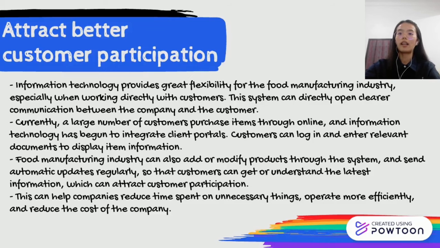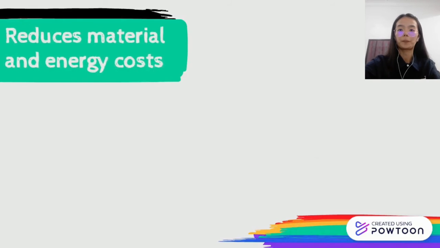Customers can log in and enter relevant documents to display item information. The food manufacturing industry can also add or modify products through the system and send automatic updates regularly, so that customers can get or understand the latest information, which can attract customer participation. This can help companies reduce time spent on unnecessary things, operate more efficiently, and reduce the cost of the company.